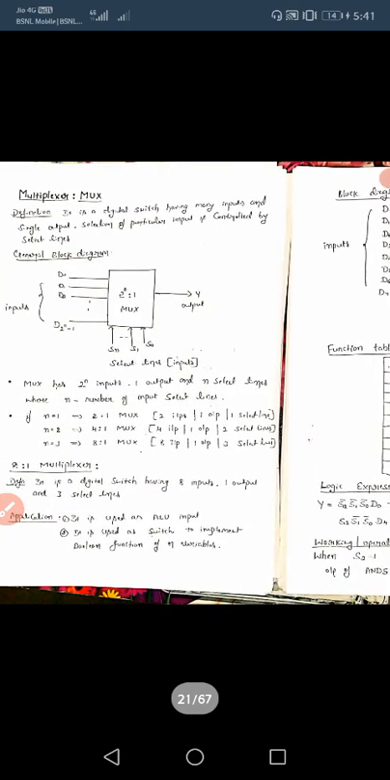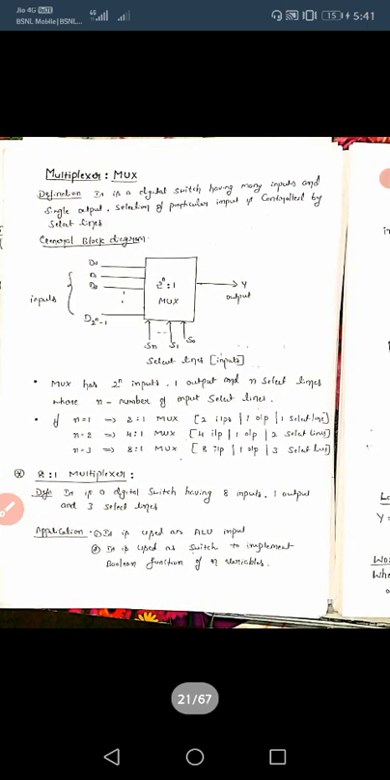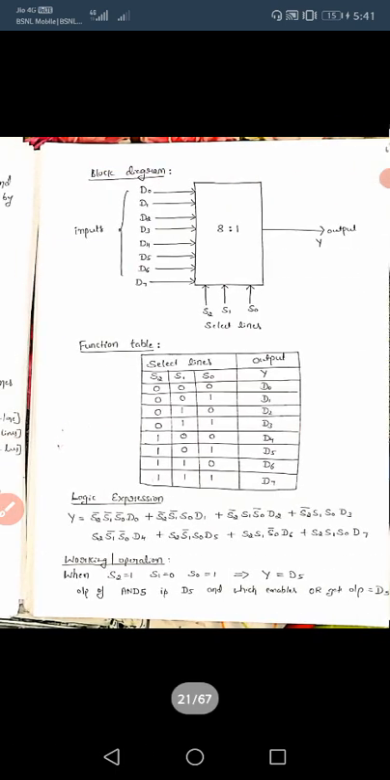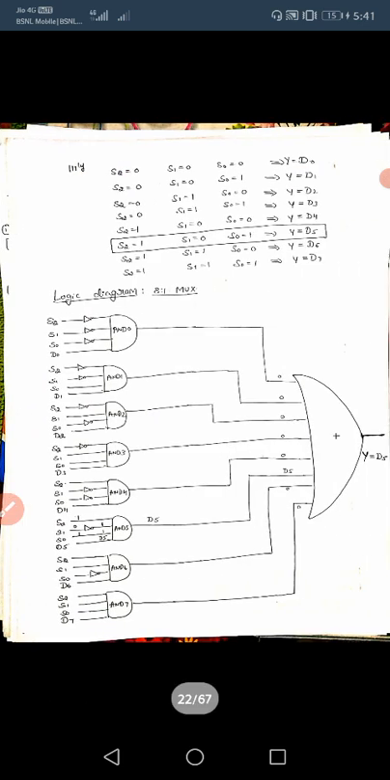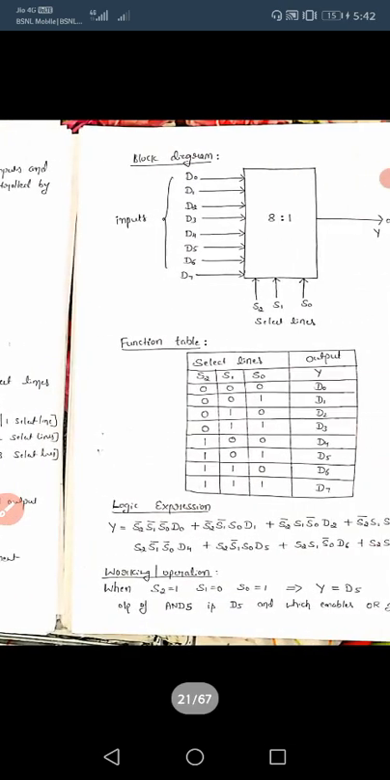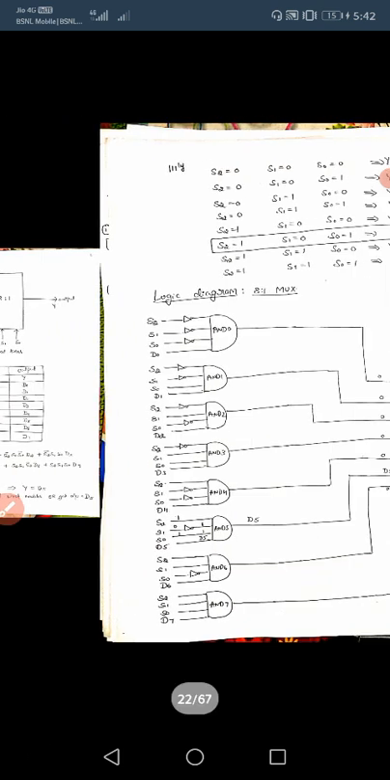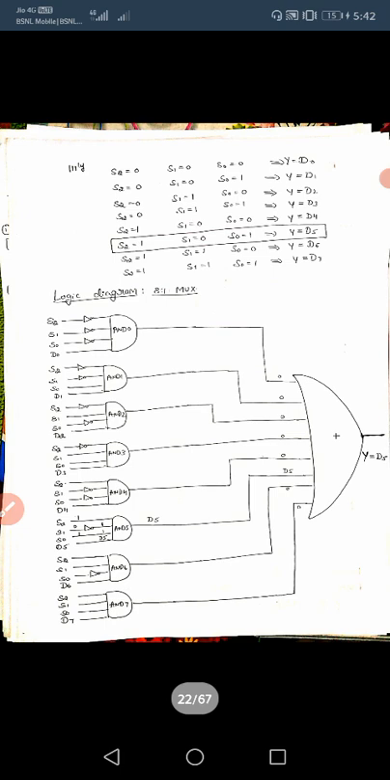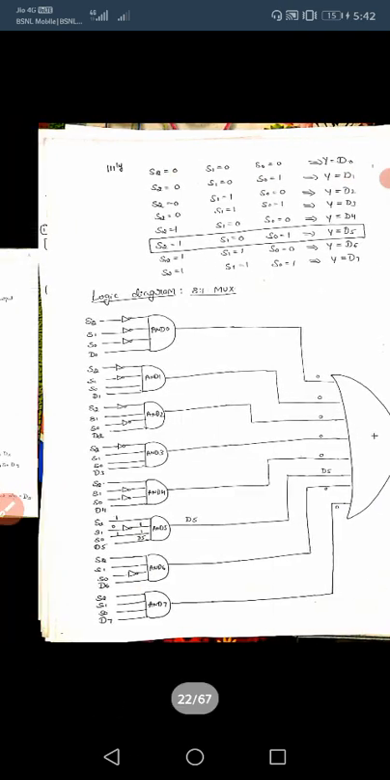Next question. What is the next question? Realize 8:1 multiplexer using basic gates. So you should write 8:1 multiplexer, right? Then definition followed by this block diagram, this function table, this logic expression, and this is what the diagram is. So this is how we can split the marks. It is 6 marks. So 6 marks is for this block diagram followed by function table. It is 1 mark, logic expression 1 mark, 3, and this explanation 1, 4, followed by this logic diagram 2 and definition 1. So this is how they can split the marks. Okay, so totally 6 marks.